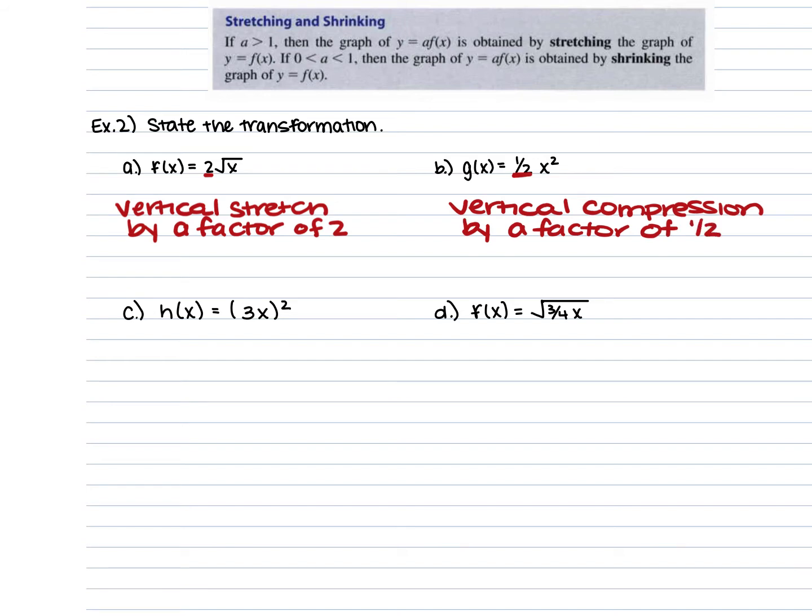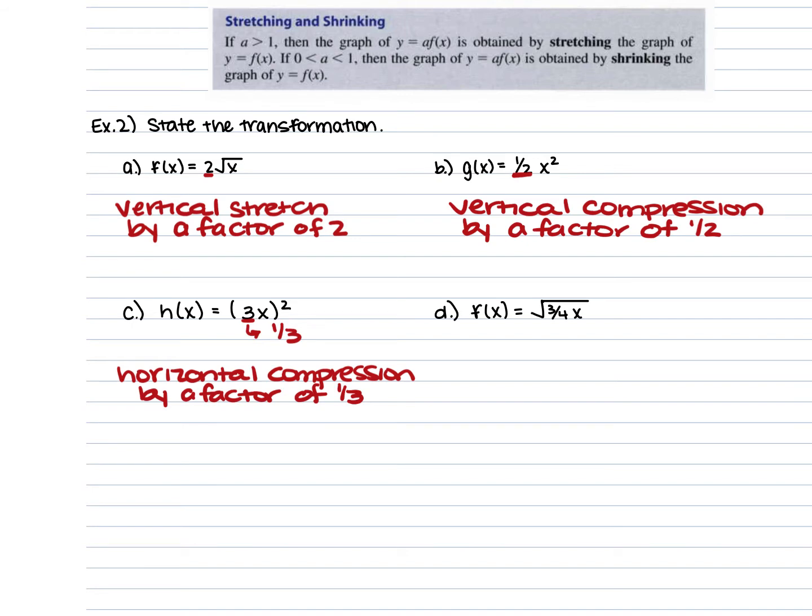For example C, we have h of x is equal to parentheses 3x close parentheses squared. That 3 is inside the parentheses with the x. So since it's inside the parentheses in front of x, take the reciprocal of that number. The reciprocal of 3 is 1/3. So we're going to have a horizontal compression by a factor of 1/3, since that 1/3 is less than 1 but greater than 0.